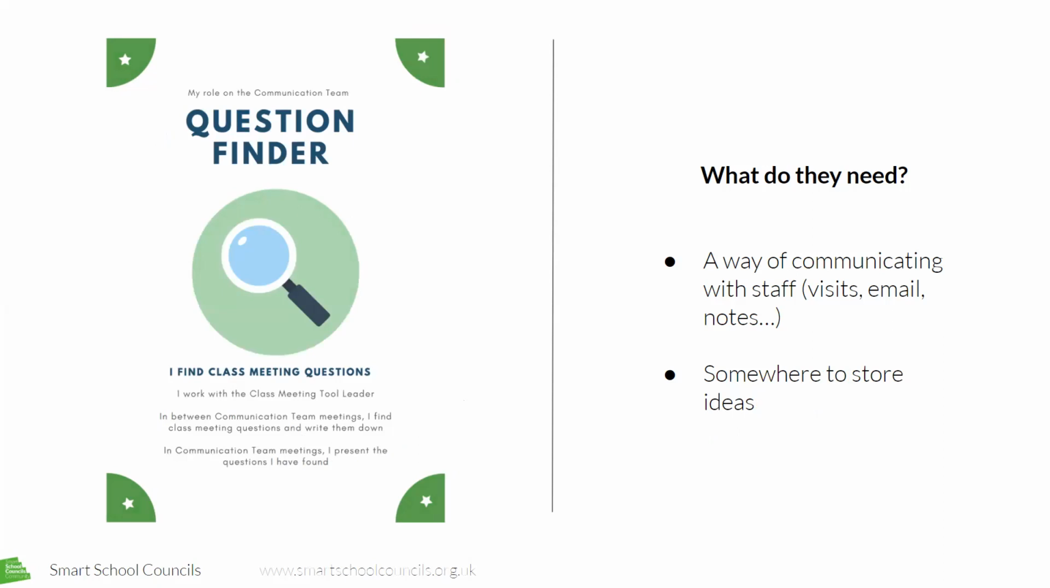And by find, we mean, who do we go to find questions? Is it that we go to young people directly who might have a question? Is it we go to staff, maybe people who are responsible for curriculum development, or people responsible for PSHE, whatever, and talk about how class meetings can support them? Again, a bit like the staff liaison, the thing that they need is a way of communicating with staff. We mentioned that already. And what they need then is a notepad or something to store their ideas.